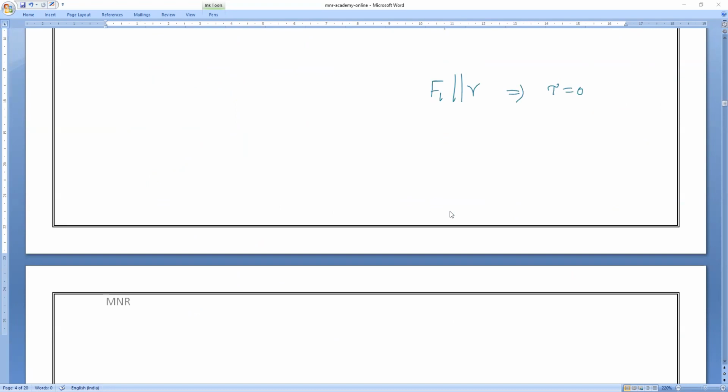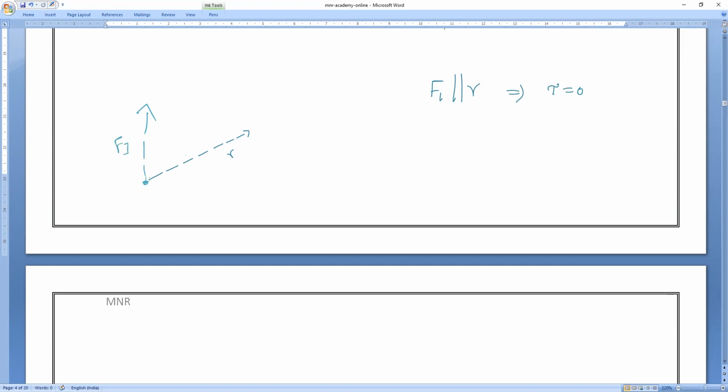Now check it. F3, I will draw. So this is the R. Brothers, are you able to understand? This is R, and F3 is like this. Now check it, everybody. This is not perpendicular. You have to be very careful. So this is F3. So I joined tail to tail.